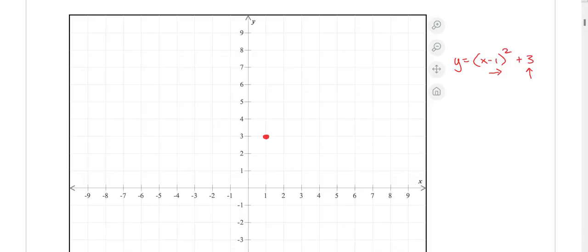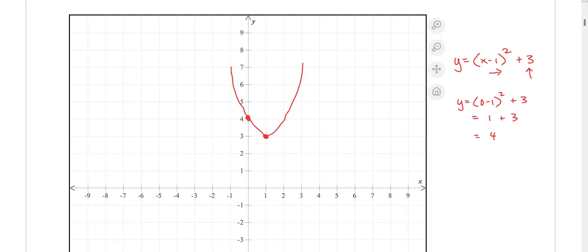Now to graph this using ALEKS, you have to go grab the parabola tool and click on 2 points. So 1, 3 is a point, and now if we plug in 0 for x, what do we get? So y would be (0 minus 1) squared plus 3. So negative 1 squared is 1, plus 3 is 4. So here's a second point, and the parabola would look something like this.